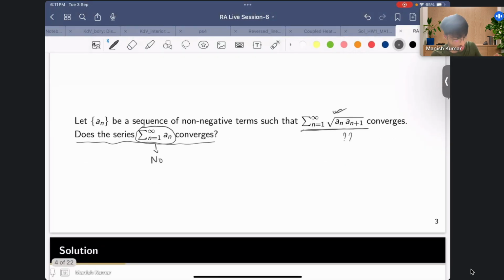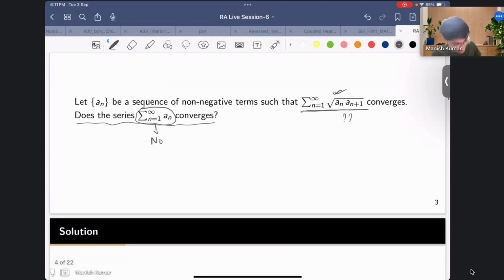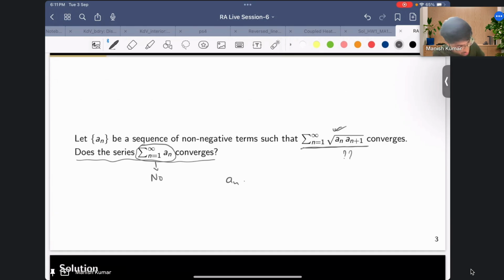The easiest one, what you have seen so far. This is just to get the idea. Suppose I take an to be 1 by n, then what do you think? This is clearly summation an is divergent, so this is infinity. But if you look at root of an times an plus 1, this is root of 1 over n times n plus 1, right? So it behaves like 1 by n only, correct? If you want to write it precisely, this is 1 by n square plus n.